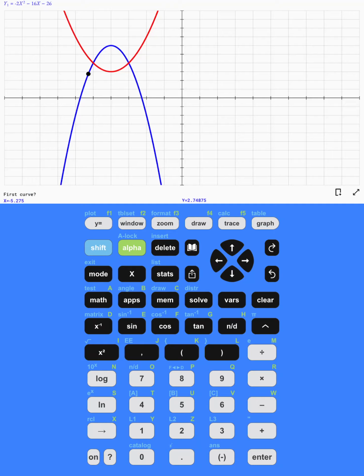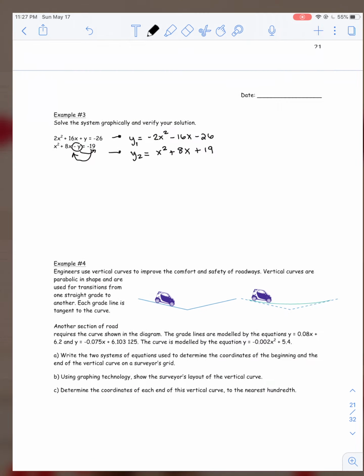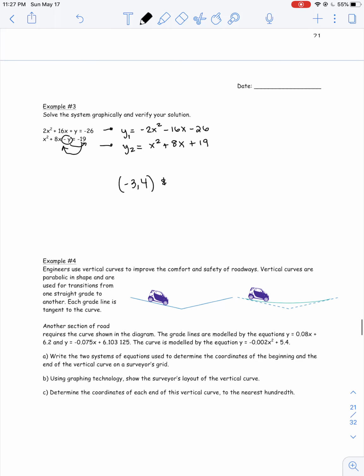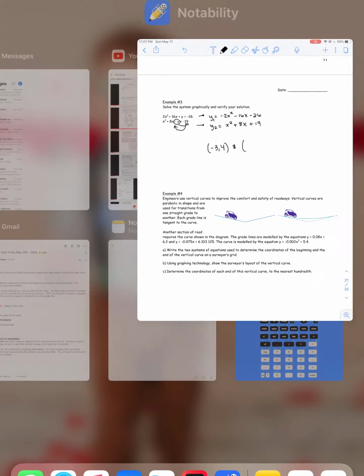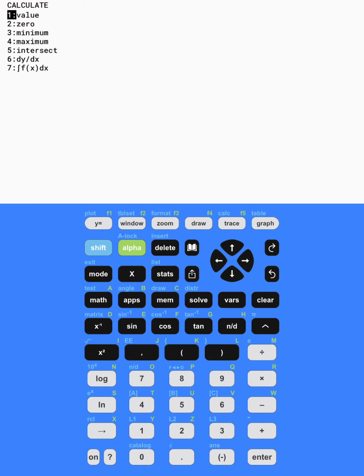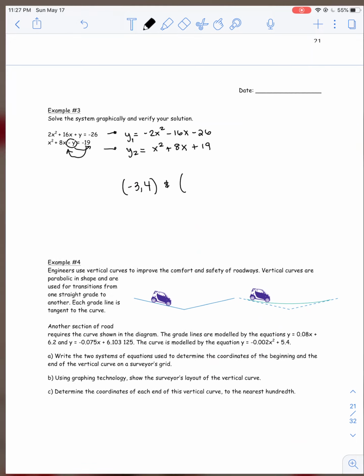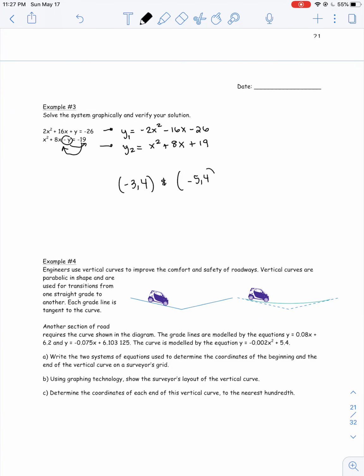So I'm going to go second trace number 5, repeat the steps by going as close as possible to the first intersection as I can, and then press enter 3 times. So one solution will be -3 and 4. And then we have to find the other solution. Second trace number 5, enter, enter, enter. So our second solution is -5 and 4.